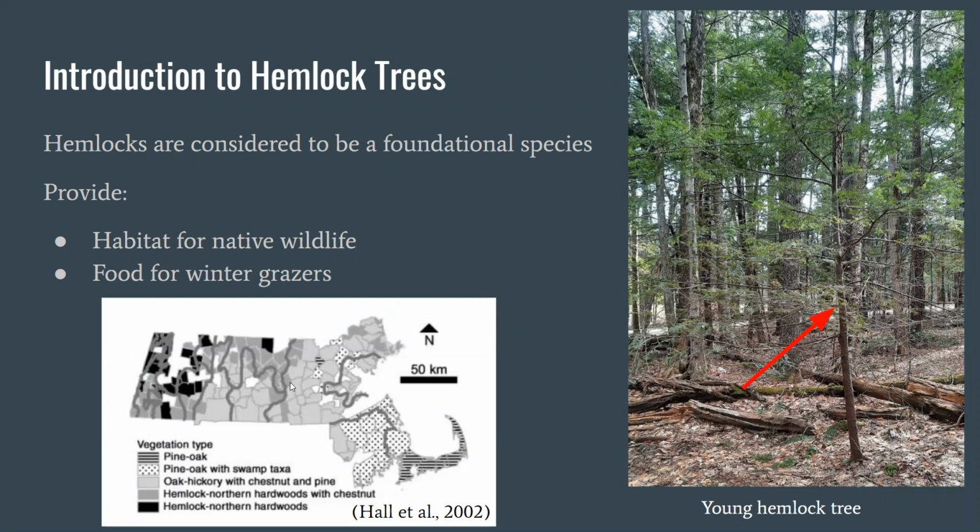We found this map that shows the varying vegetation types that are predominant in different parts of Massachusetts. These darker gray squared off areas are areas where the hemlock northern hardwood forest with chestnut trees is predominant. And the blacker squared off areas are the hemlock northern hardwood predominant areas. With these two areas combined, it consists of about half of the predominant vegetation type throughout Massachusetts alone.